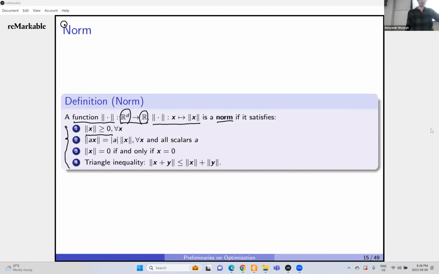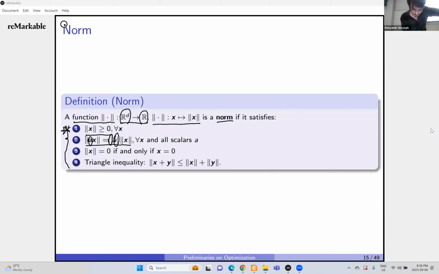First off, the norm of X should be non-negative. It's either 0 or positive. Also, when you multiply its input by a scalar a, you can bring it out, but it needs an absolute value. Why? You can say it's because of the first characteristic. The first characteristic said the output of a norm is always non-negative. What if a is negative? Then you have to have an absolute value for it to be positive.